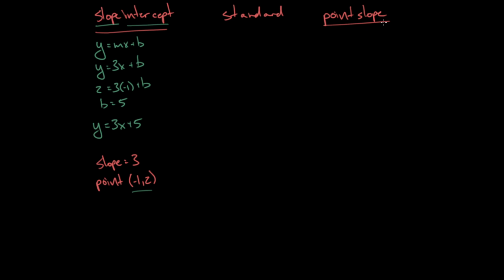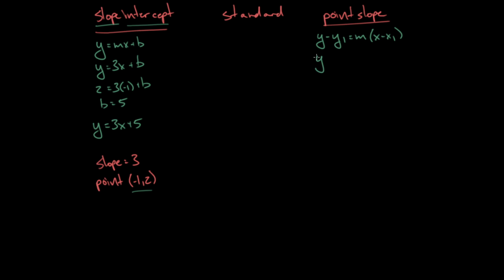Let's do the same thing. So I think point slope form is actually a little bit easier here. So point slope form, it looks like this. y minus y1 equals m, the slope, times x minus x1, where x1 comma y1 is just a point that's on my line. And so it makes it really easy, since I'm given the point and the slope here, I can just plug those in.